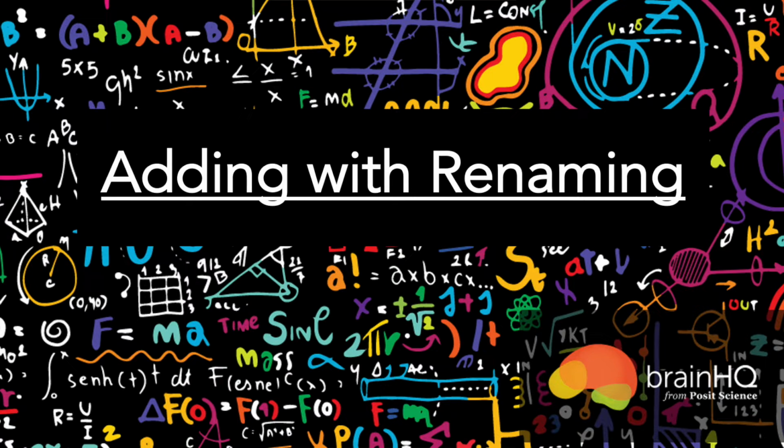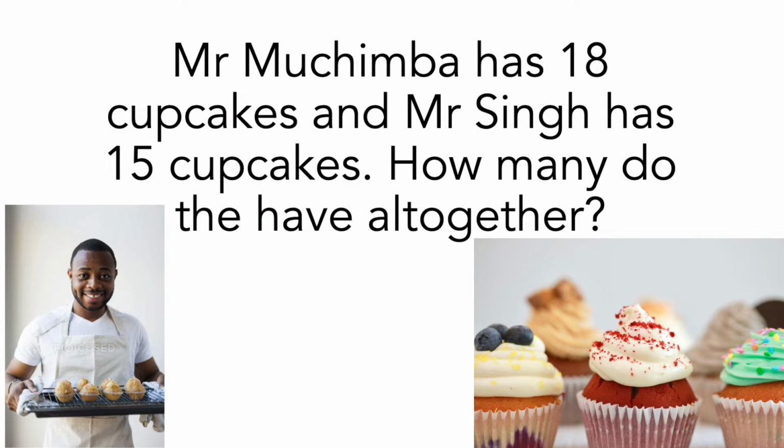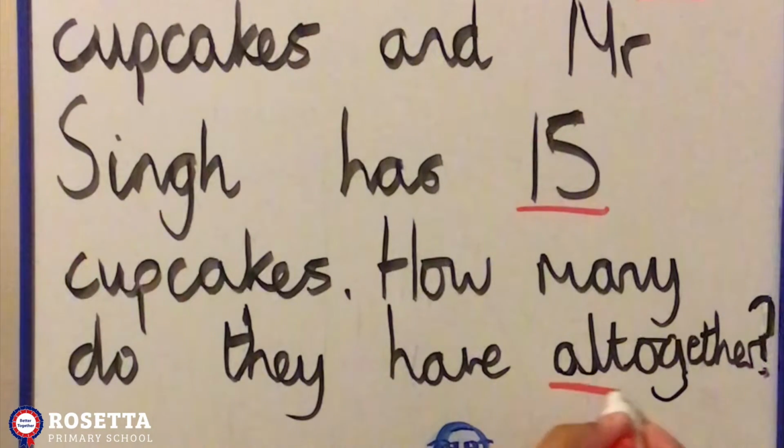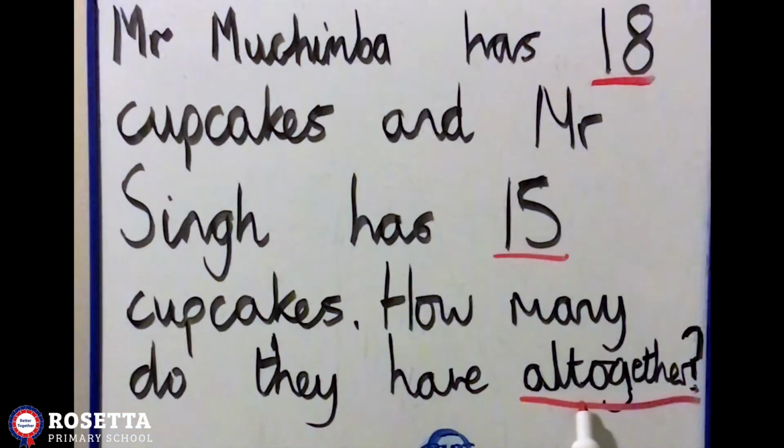In a second the word problem is going to come across the screen and I want you to pause it and then have a go. But when you're having a go at the question, I want you to think about column method, partitioning, and also possibly drawing your deans. Okay, so have a go. Right, so here's my question. Mr. Machimba has 18 cupcakes. Remember, we underlined the most important information, and Mr. Singh has 15. How many do they have all together?